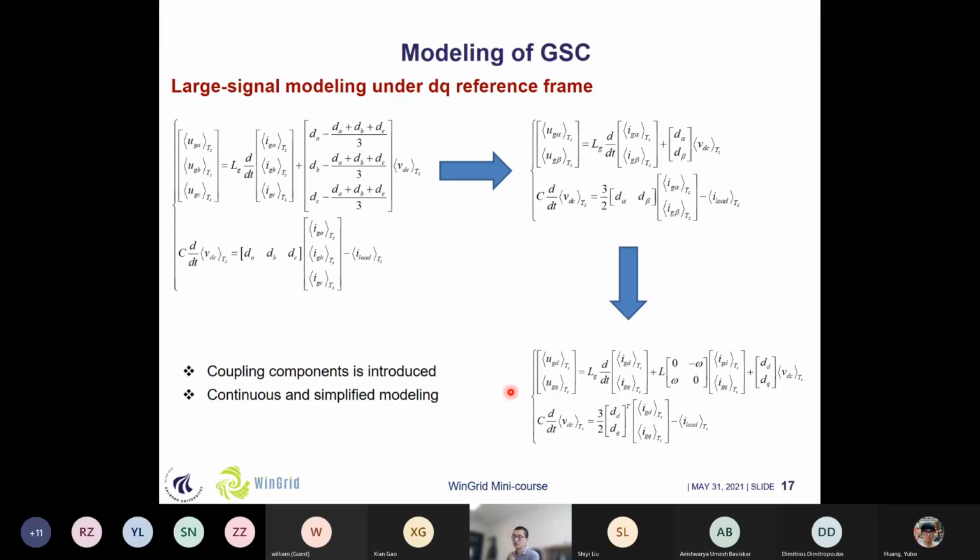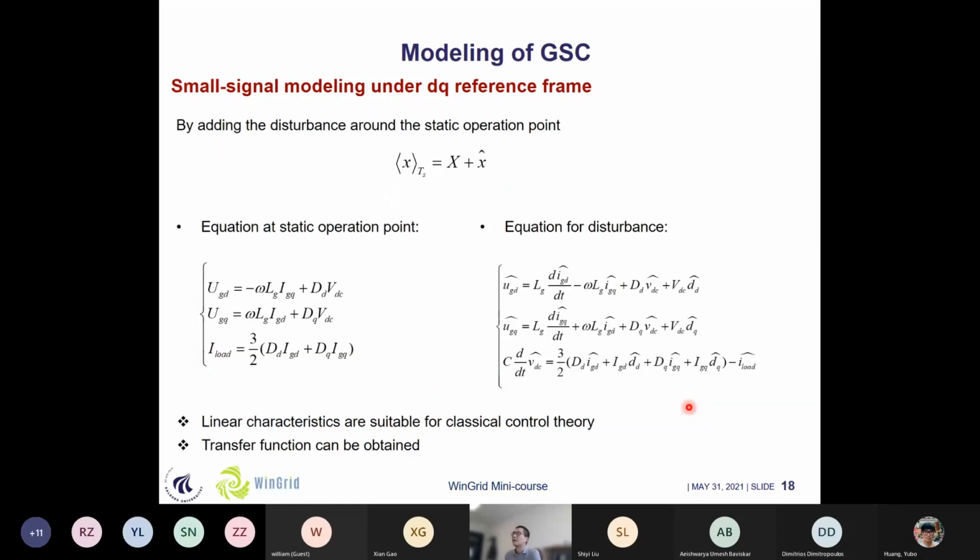Then we can do transformations from the ABC frame to the alpha beta frame, and then to the DQ frame. In this DQ frame, the system does not become fully decoupled, because the D-axis value is also related to the Q-axis currents. But this system is very simple compared to the previous version, and this model is continuous. So we can use classical controller design, for example, to design the PI controller.